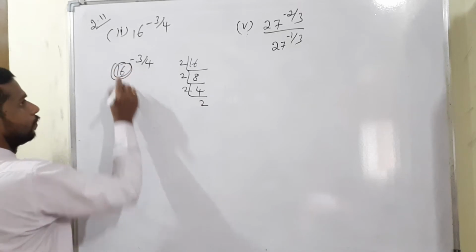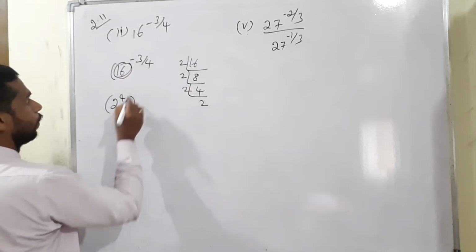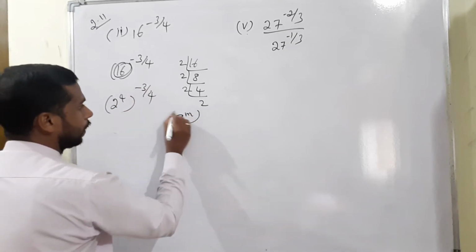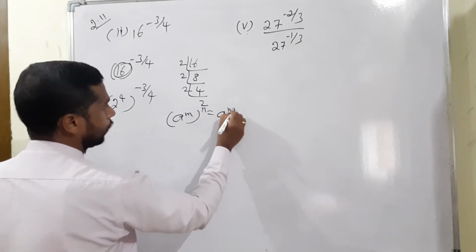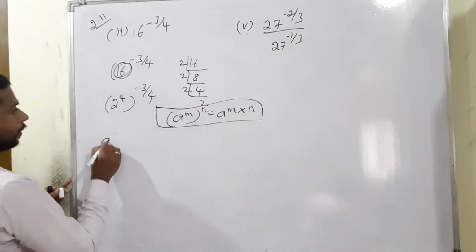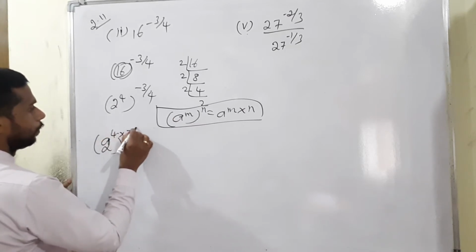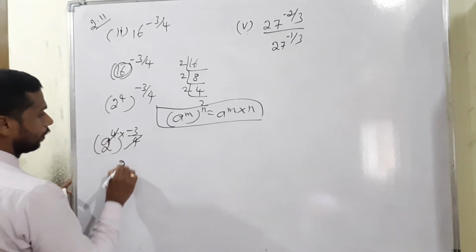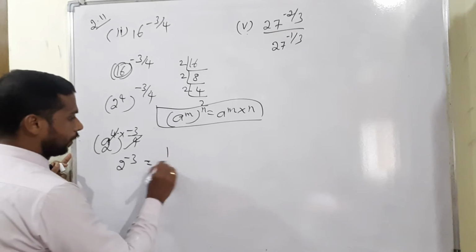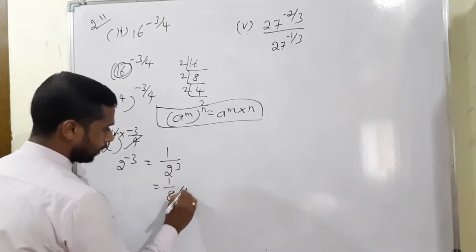Therefore, 16 is 2 into 2 into 2 into 2, 4 times, isn't it? Therefore, we can write now 2 power 4, whole power minus 3 by 4. Already we know a to the power m, the whole power n, we can write as a to the power m into n, isn't it? So according to this formula, 2 to the power 4 into minus 3 by 4. Again 4 cancels, so 2 to the power minus 3. Already I told you the negative sign in the power means we take the reciprocal: 1 by 2 power 3. Therefore, the answer will be 1 by 8.